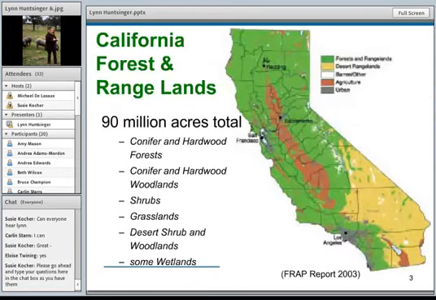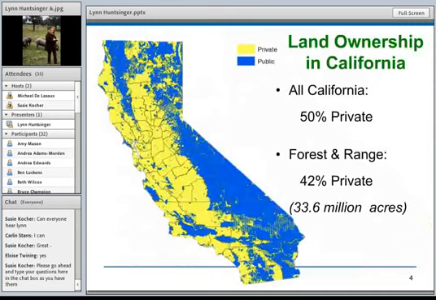Now, why you do survey research is because you want to find out what people do or what they think or why they do what they do, and that's pretty important because the decisions that landowners make are really important for what happens on the land, especially when we're talking about California's forest and rangelands. There's about 90 million acres total of forest and rangelands in California. We have conifer and hardwood forests, shrubs, grasslands, desert shrub and woodlands, and some wetlands, as I'm sure those of you in this audience very well know.